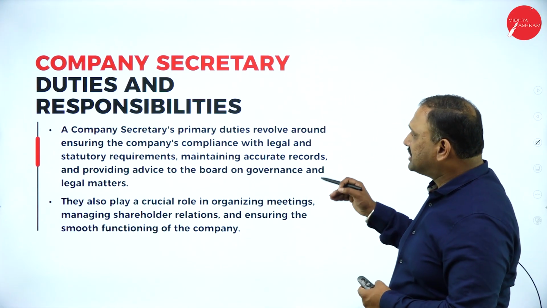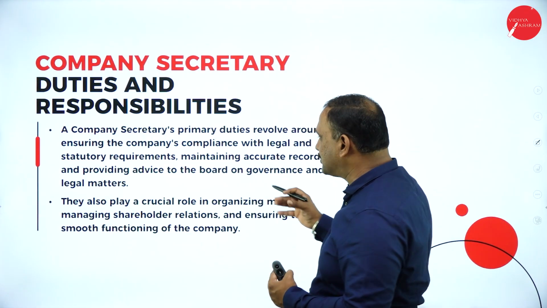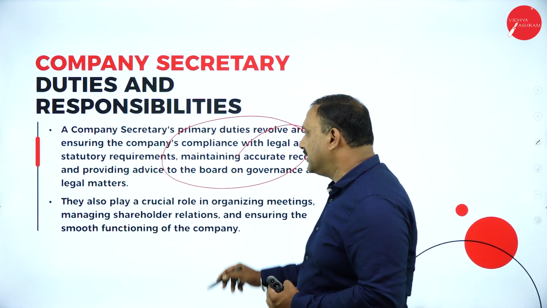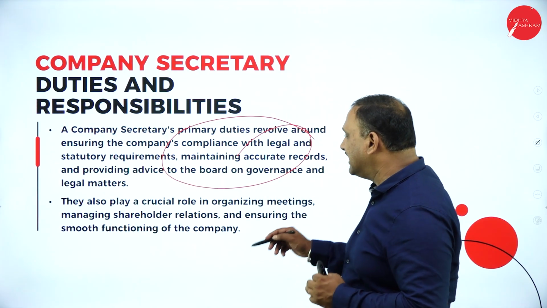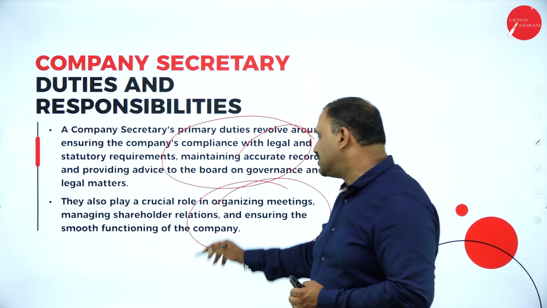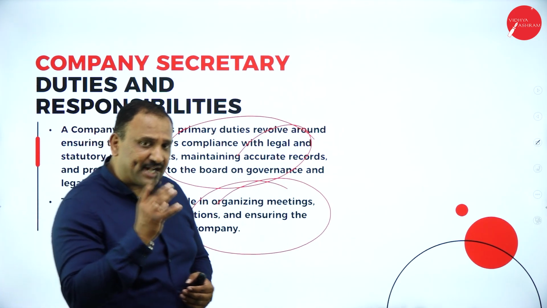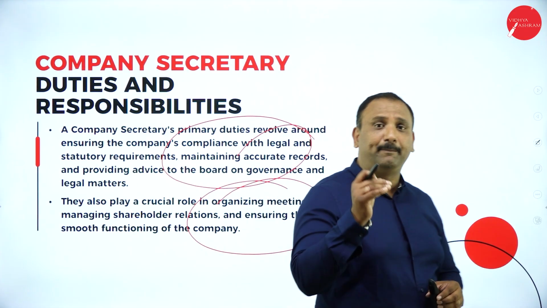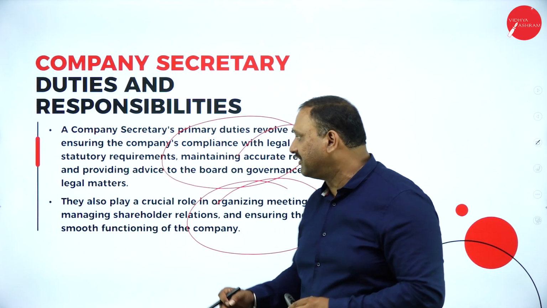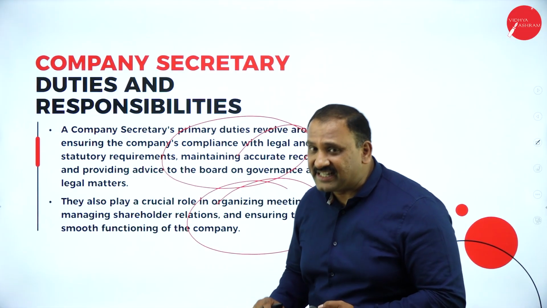Followed by which is the company secretary, the most important role in company law, and we are coming into it. He is the key spokesperson, a person who complies with the legal and statutory authority and provides advice to the board and governance on legal matters. They also play a very crucial role in organizing meetings, managing shareholder relations, and the smooth functioning of the organization. Just as a chartered accountant is important, a company secretary is very, very important for the organization. It's because of the company secretary that the entire company works, and that's very important for all of us to understand at this juncture.